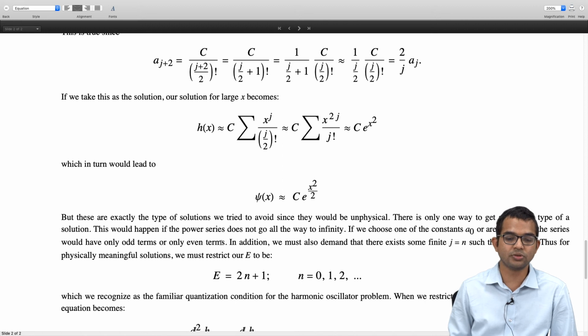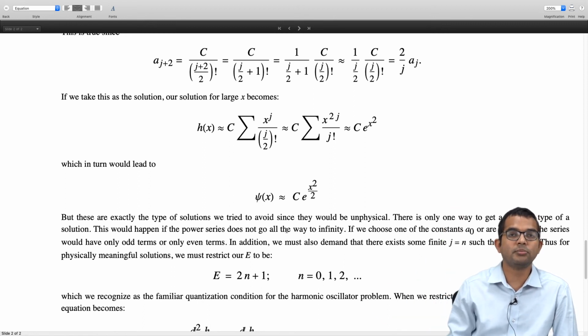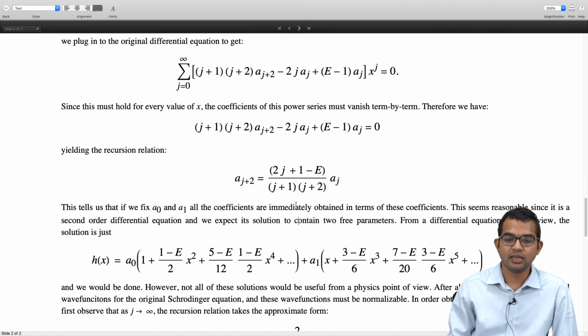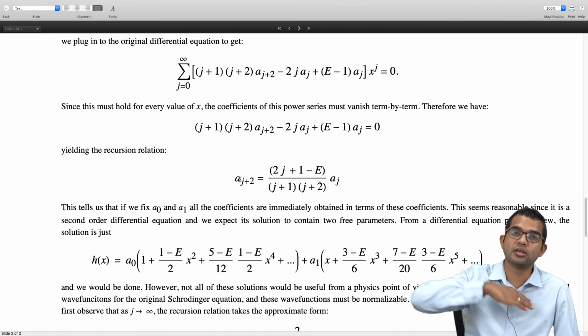Let's see what happens if we do this. So how do we force this power series to truncate beyond a particular n, right? So we choose our energy E to be 2n plus 1. So we see that here, if there exists a j which is equal to n, we'll call it n. When j becomes n, you have 2n plus 1 minus E. So if 2n plus 1 is actually equal to E, then we will get a n plus 2 is 0. Once you get a n plus 2 is 0, everybody after that is also 0, right?